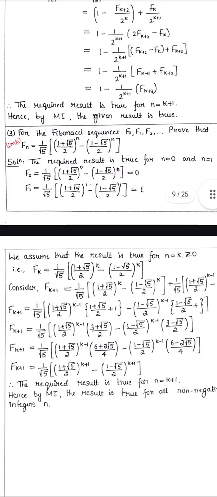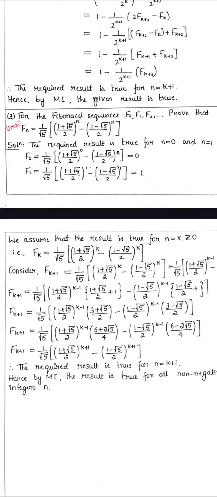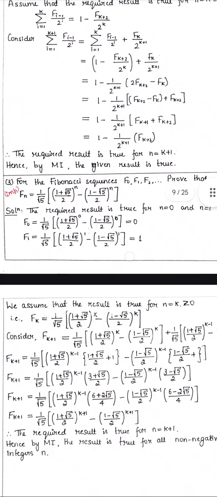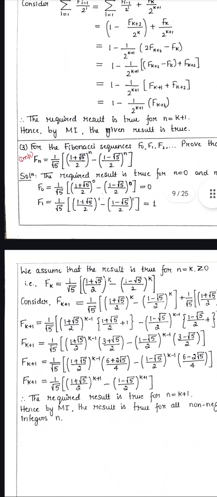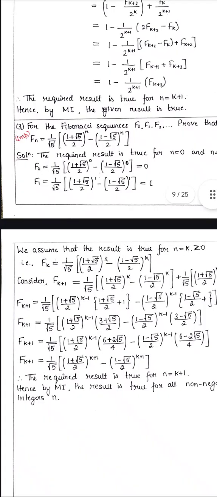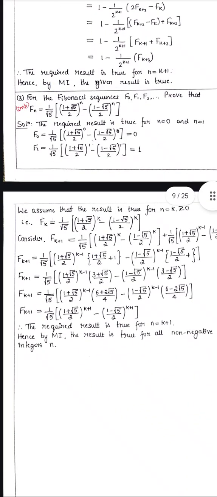For the Fibonacci sequence f0, f1, f2, and so on, prove that. This is an important question. F n equals 1 by root 5, times 1 plus root 5 by 2 whole power n, minus 1 minus root 5 by 2 whole power n. So let us consider this for f0, since f0 is given, so we'll consider it for n equals 0 and n equals 1. F0 is 0 and f1 is 1.